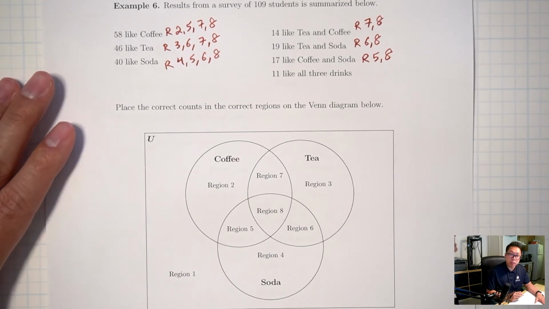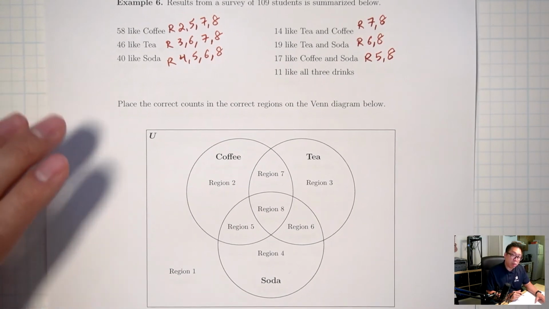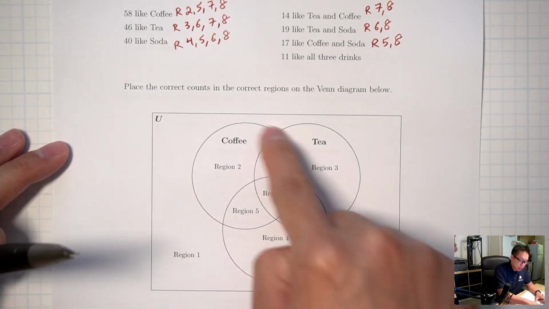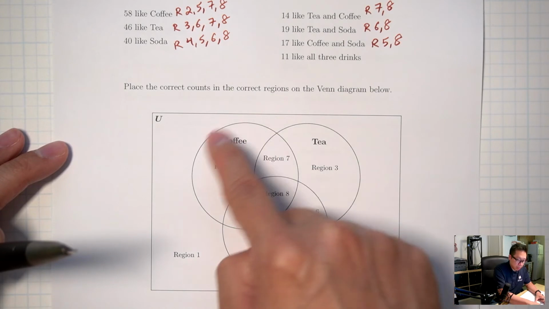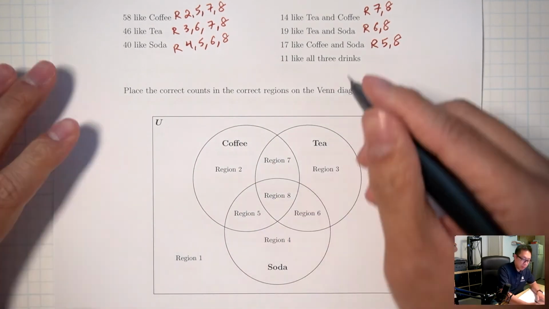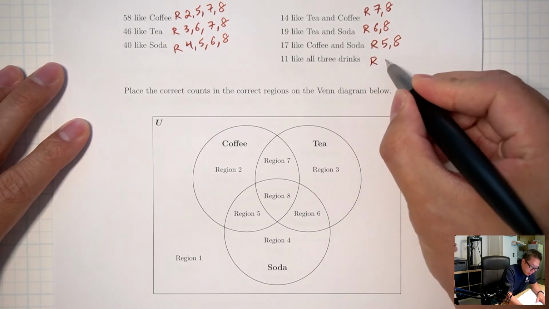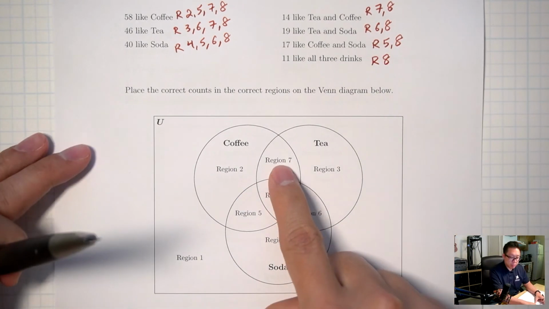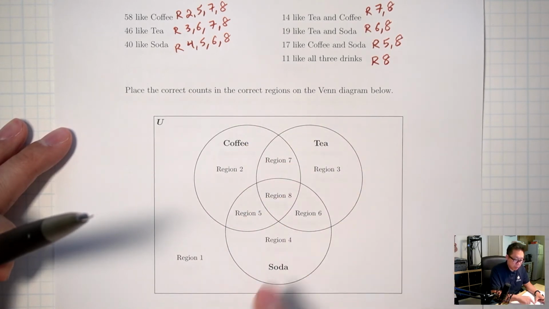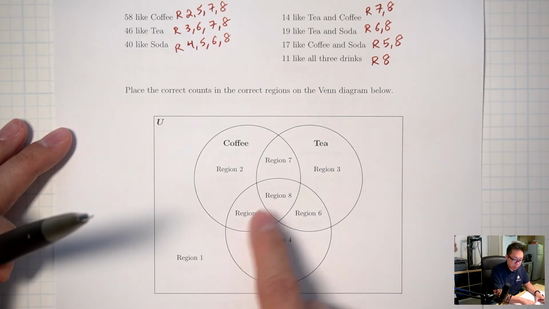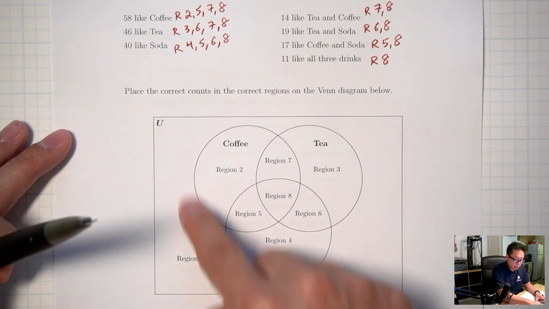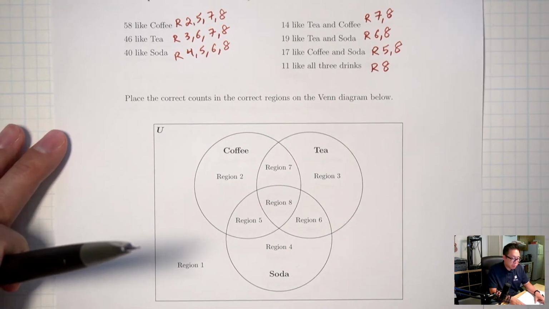11 like all three drinks. So liking all 3 drinks means you're inside all 3 circles at the same time. What region is inside all 3 circles at the same time? That would be just region 8. Right? 7 doesn't count, because 7 is inside coffee and tea, but it's outside of soda. 5 doesn't work because it's not in tea. 6 doesn't work because it's outside coffee. So only 8 is inside all 3 circles.